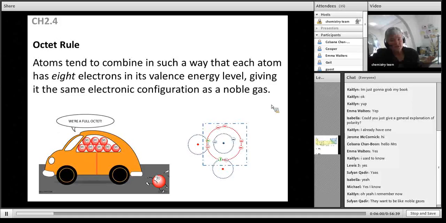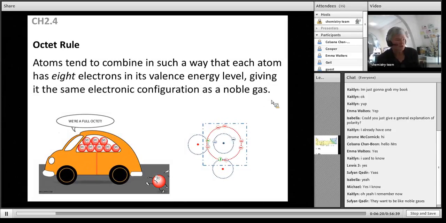The octet rule is, yes, Sufyan, I hope I got your name right. They will try to be like noble gases, so they're going to try and get electrons or lose electrons or share electrons, or do something to the electrons to get a full energy level. And this is where this octet rule goes.